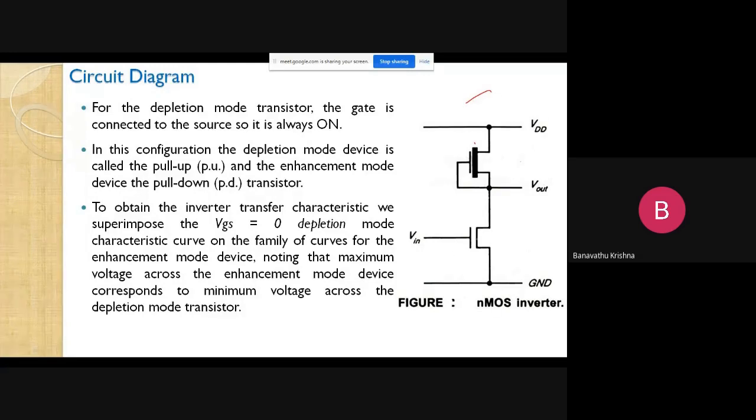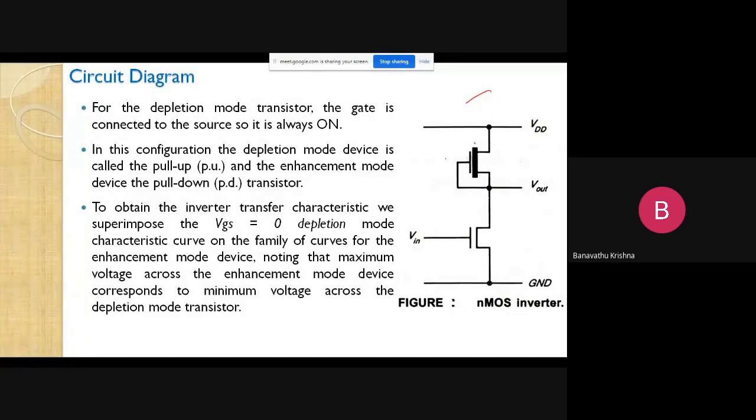And here is the NMOS enhancement mode transistor. Here the input is at the gate. The output is taken from the drain of the enhancement mode transistor. One terminal is connected to VDD, and the source of this enhancement mode transistor is connected to the ground.